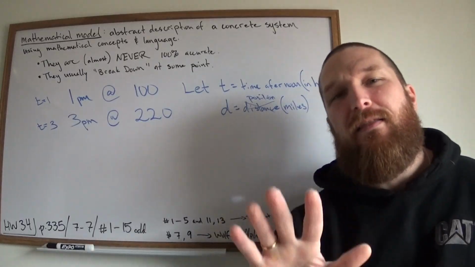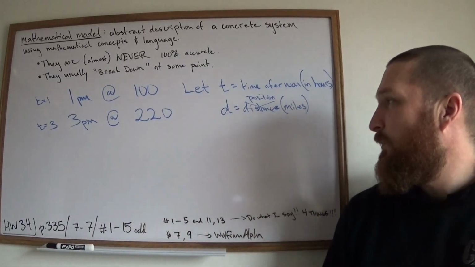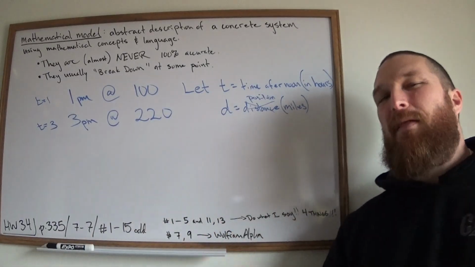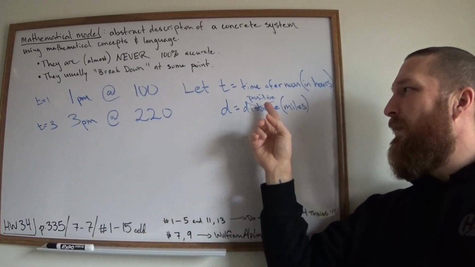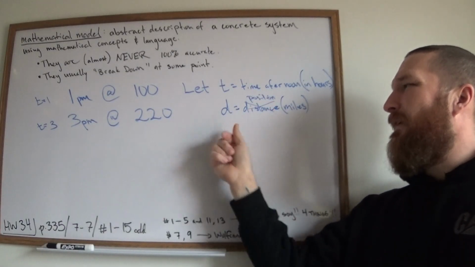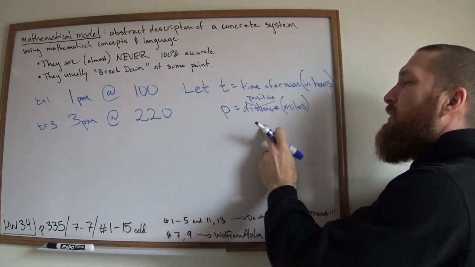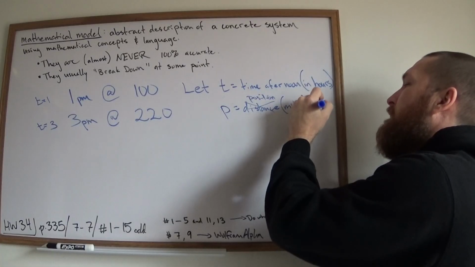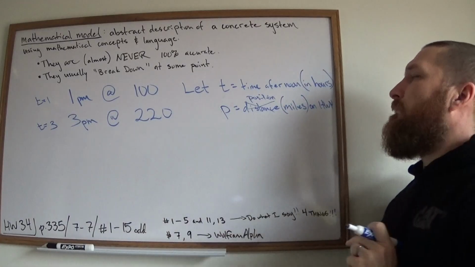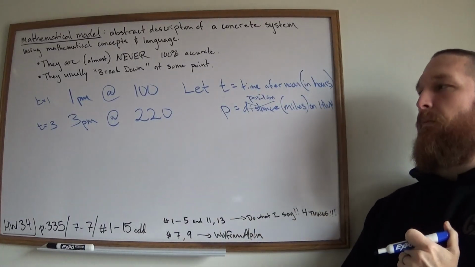We'll get way into that later on, probably Algebra 2, I'll be a real stickler about that. But right now, we're just saying this is your position. In fact, let's change it to P. Let's let P equal position, position in miles on highway. Okay, so I've defined my variables.